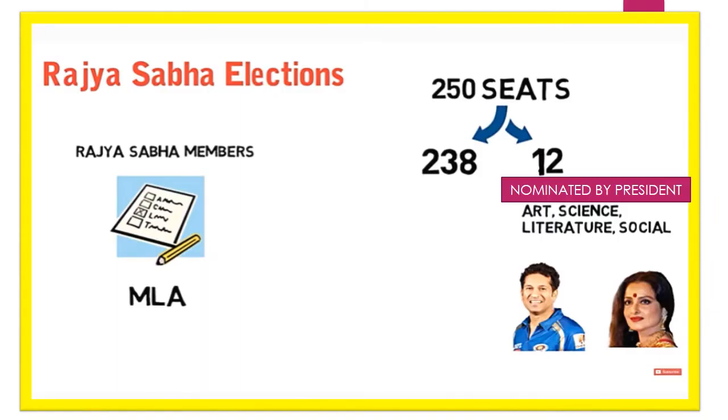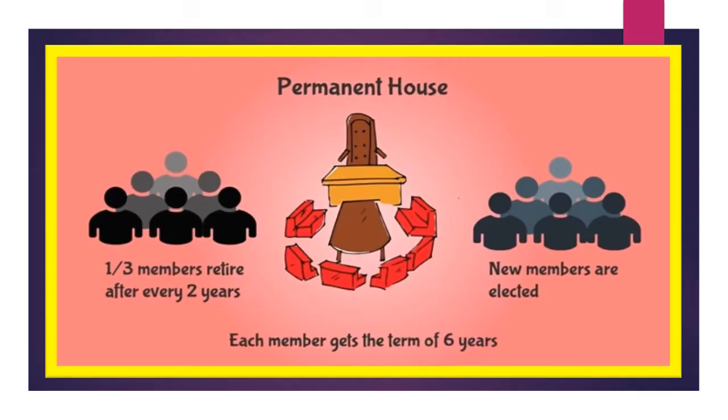Now, in the Rajya Sabha, there are 250 seats. Out of the 250 seats, 238 are elected by the MLAs of all the state legislative assemblies, and 12 are nominated by the president, who are very good and excellent in their field of art, science, literature and social service. Now, Rajya Sabha is a permanent house, and 1/3 of its members retire after every 2 years, and new members are elected. Each member gets a term of 6 years.